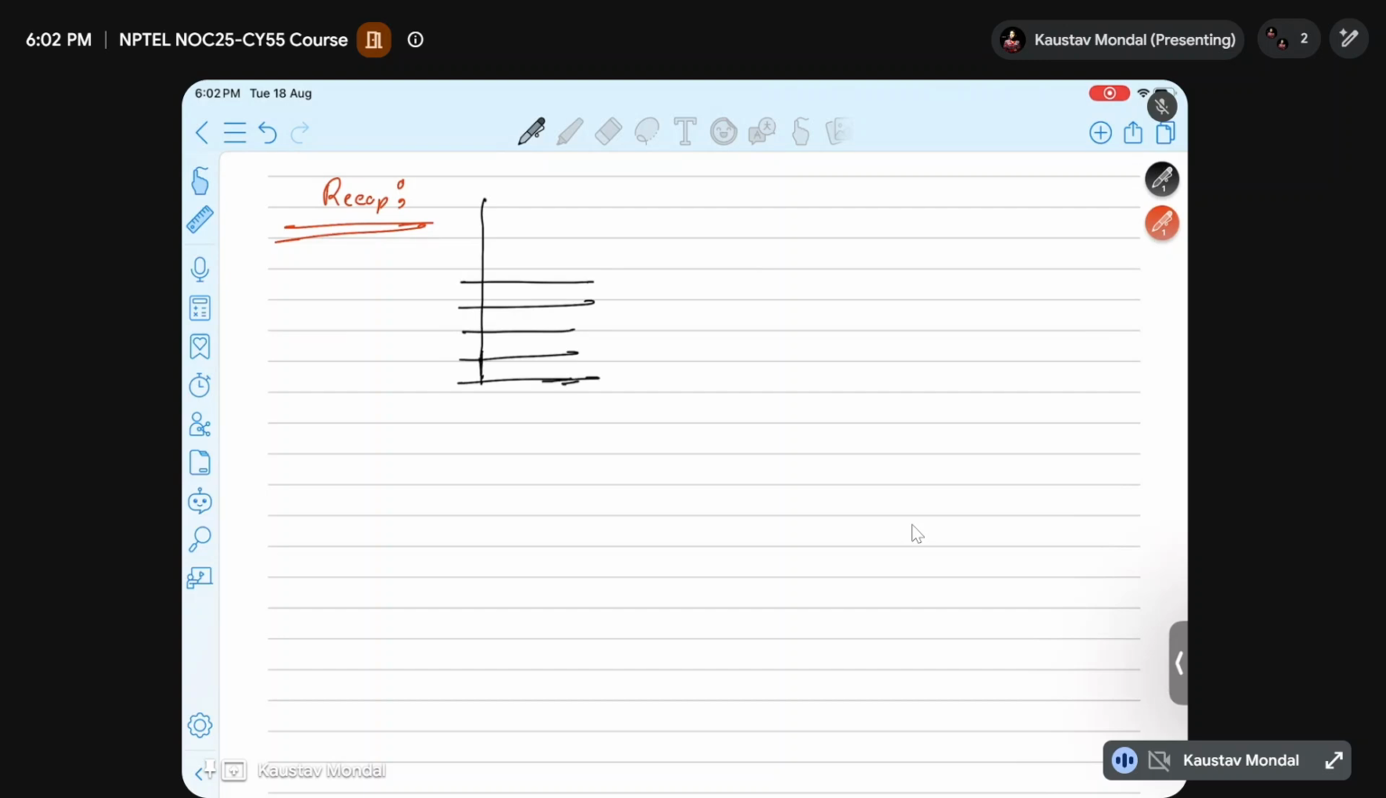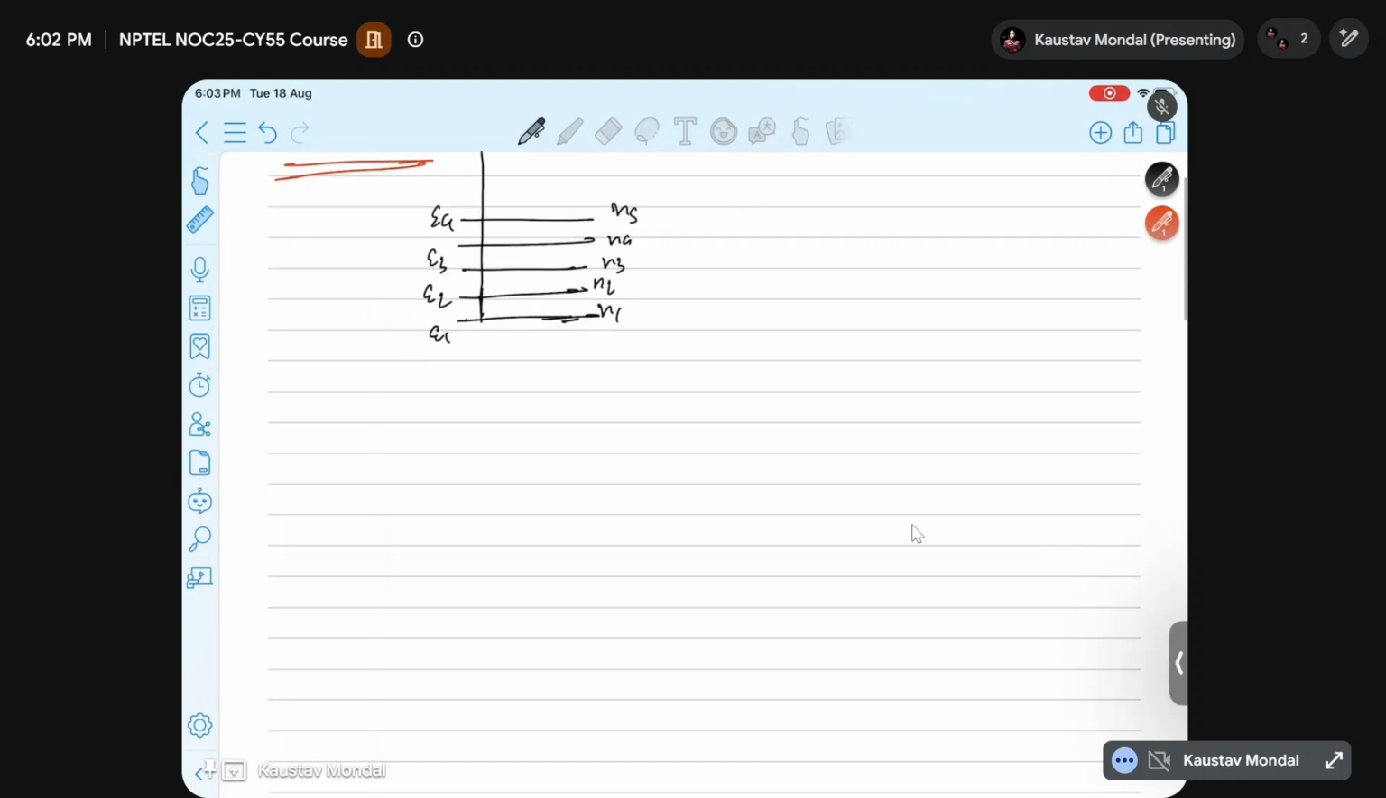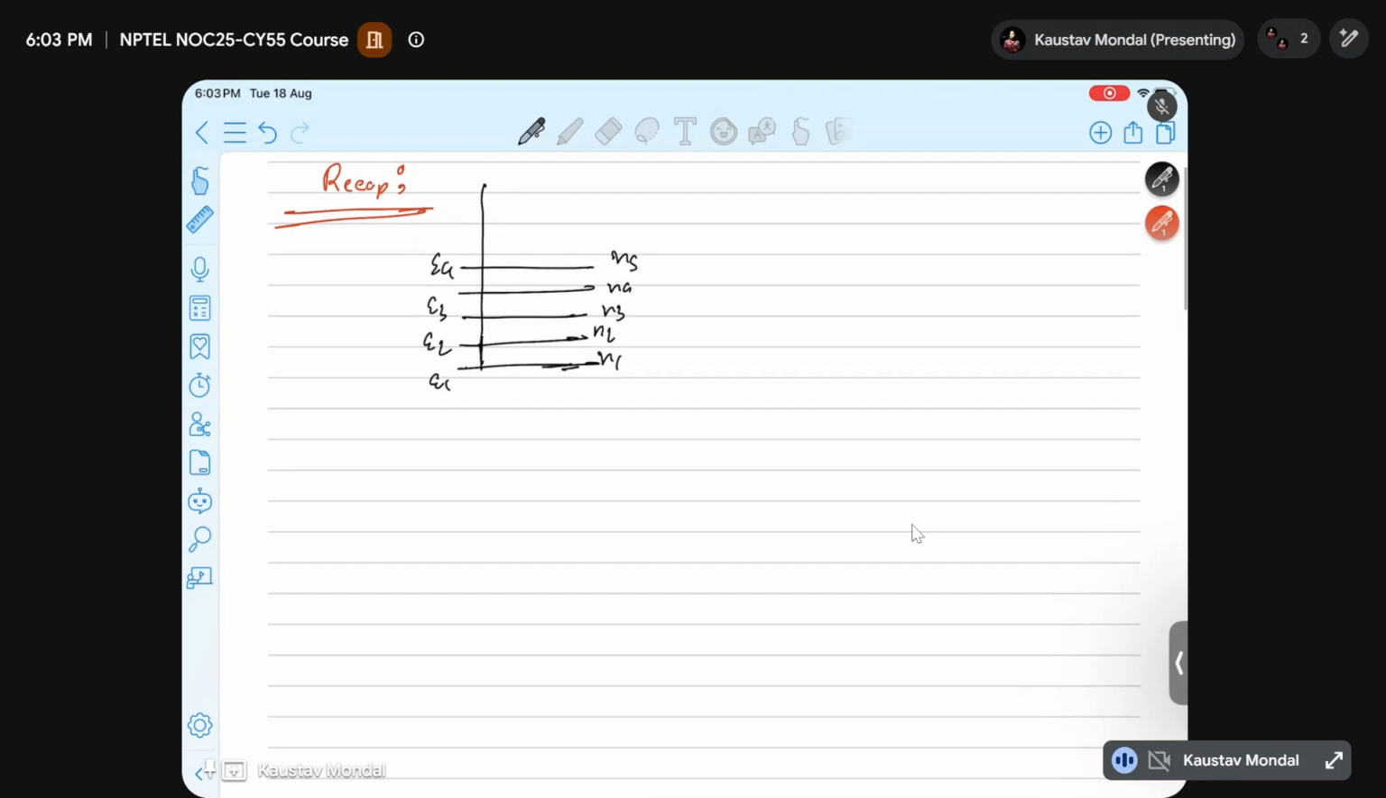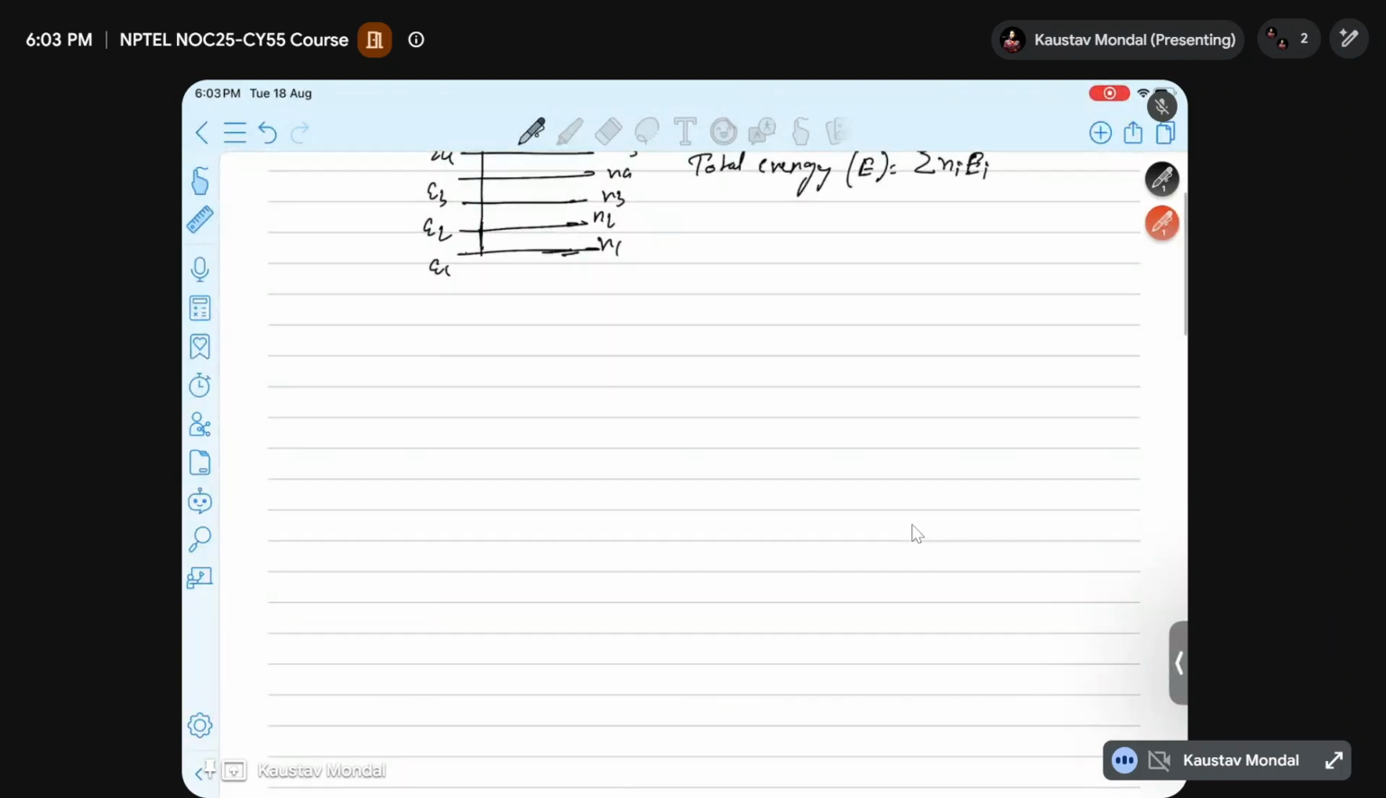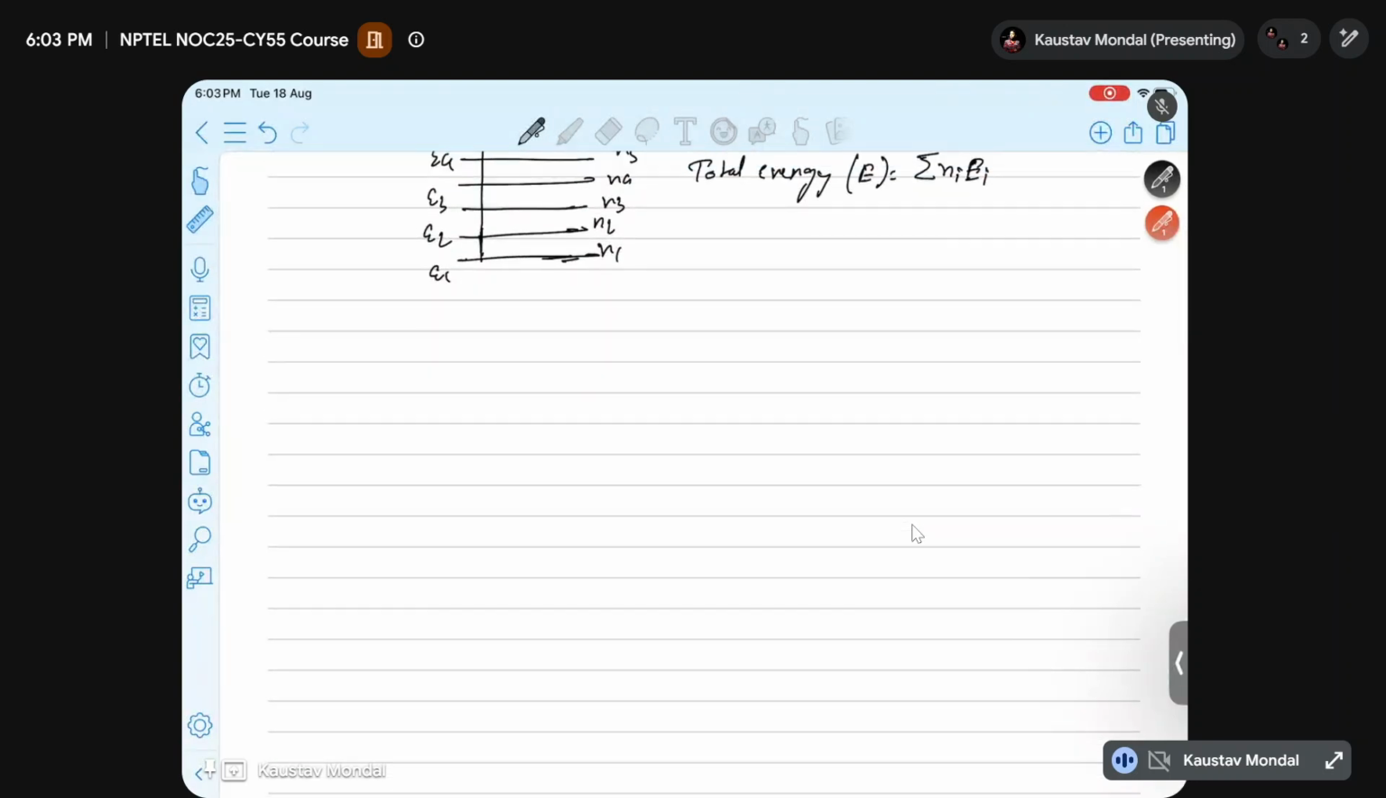Each of the energy levels is associated with some energy E1, E2, E3, E4, and there are a number of particles N1, N2, N3, N4, N5 associated with each of the energy levels. For this kind of system, to know the total energy, this is the basic formula: total energy E is equal to the sum of Ni times Ei. The energy of each level is multiplied by the number of particles residing in that energy level.